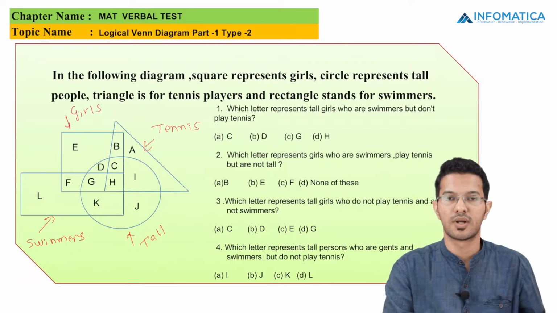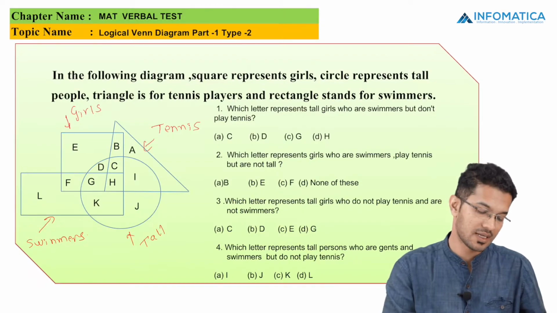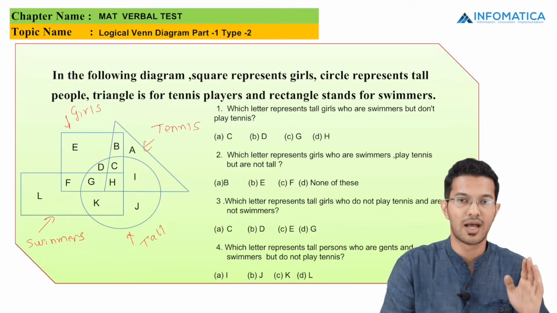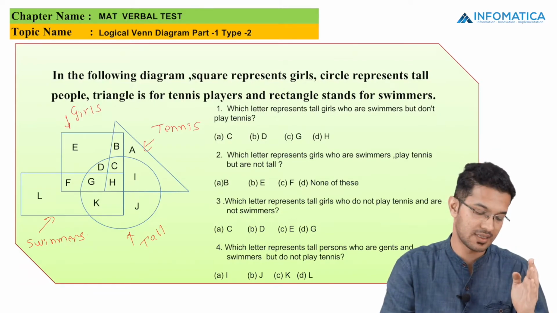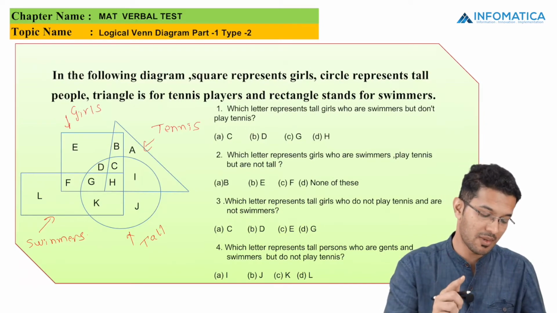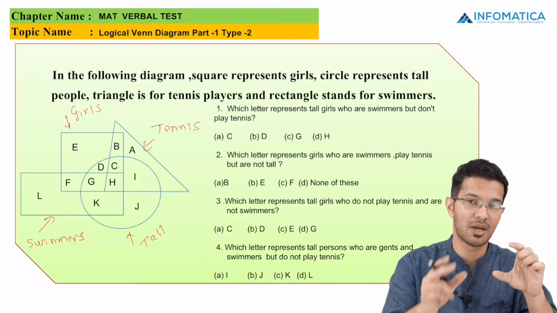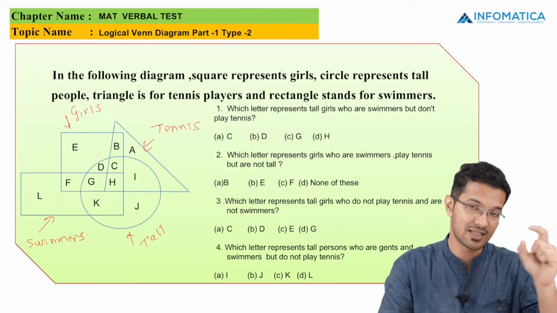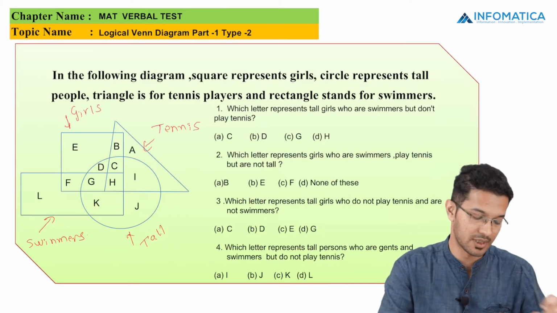So now let us look at the MCQs. It says, which letter represents tall girls who are swimmers but don't play tennis? Now as usual, we break the question. It says, which letter represents tall girls? Now I am having girls and I am having tall. Now if I look at tall as well as girls, let me find out the alphabets.